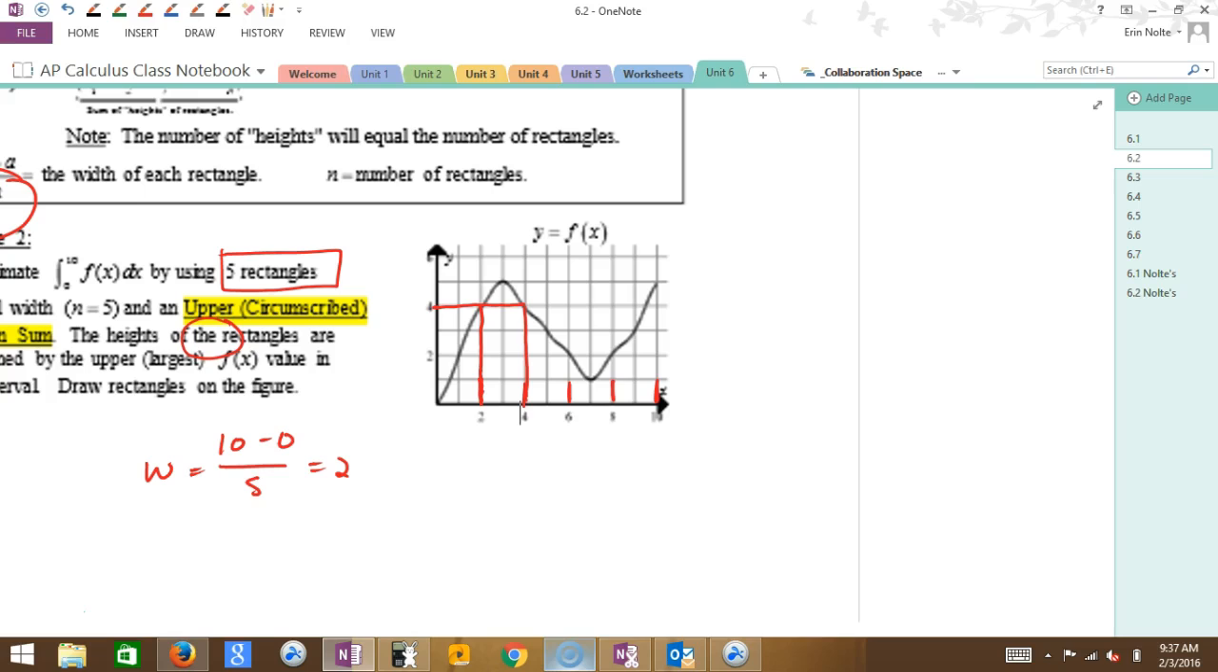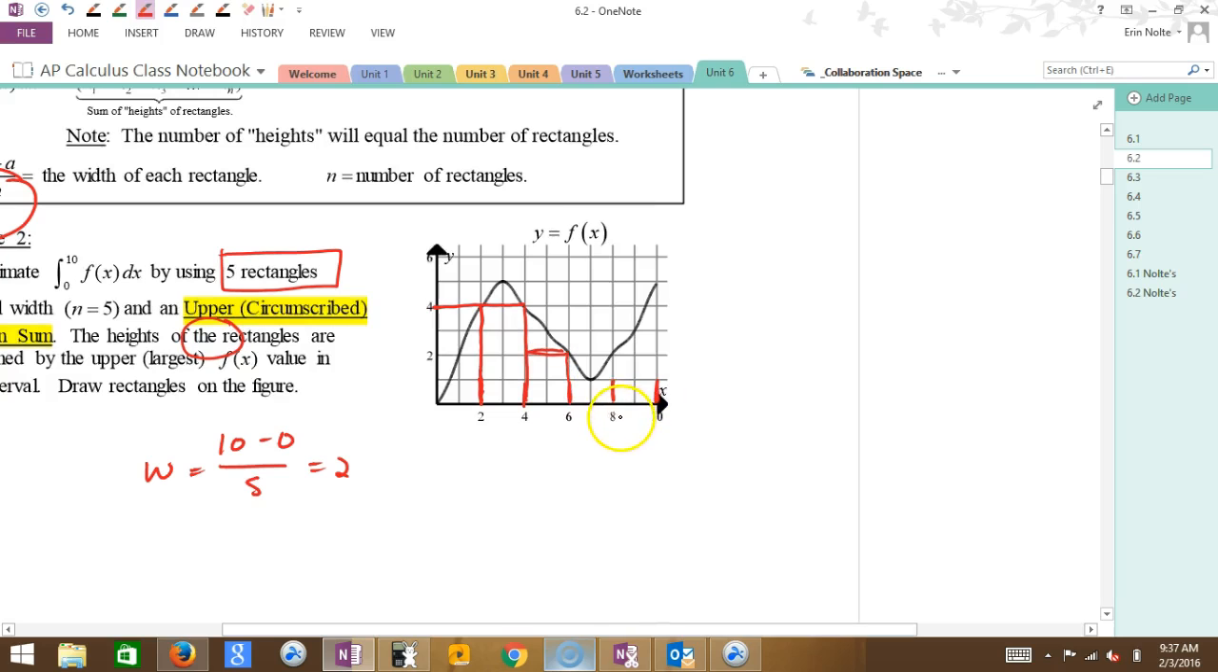What's the value at 6? What's the corresponding y value? 2. So I go to 2 and make that rectangle. What's the corresponding value at 8? 2. So that one's the same height. What's the corresponding y value at 10? All the way up at 5, right?